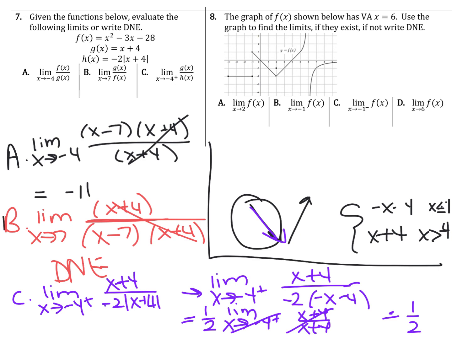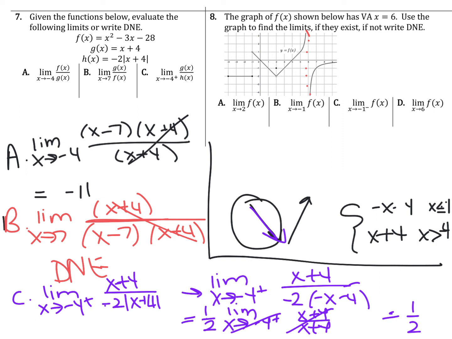All right, let's look at number 8. I think I have enough space. I think this one's pretty straightforward. The graph of f of x is shown below. It has a vertical asymptote at x equals 6. Use the graph to find the limits if they exist, or if not, write does not exist.